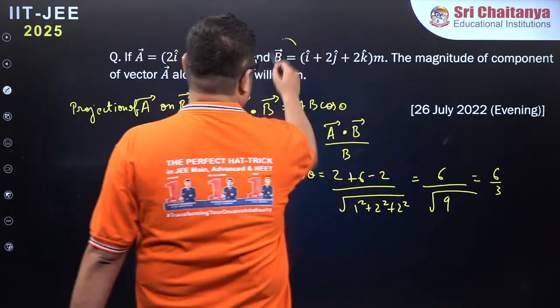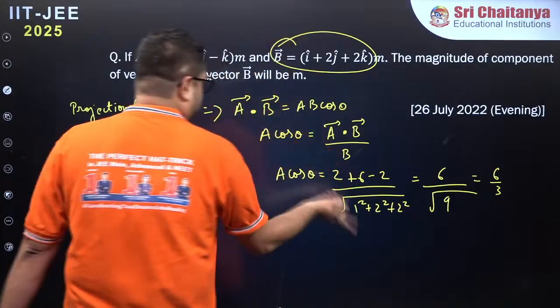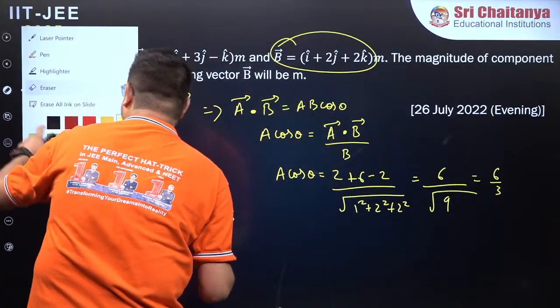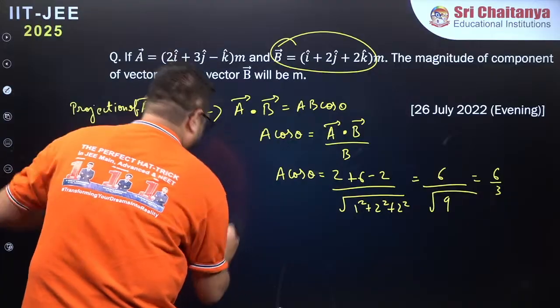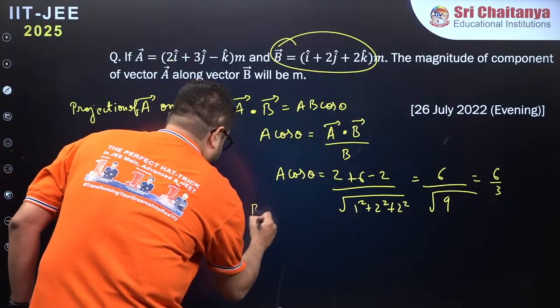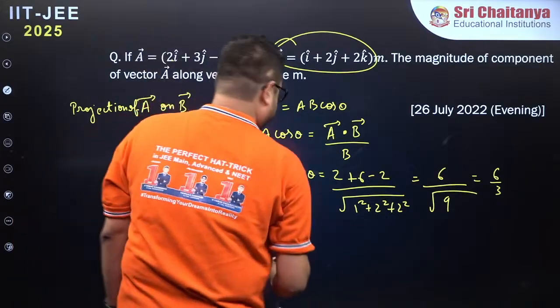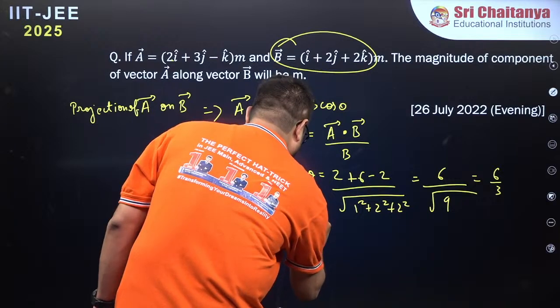The direction will be along this b vector, isn't it? So you need to multiply it with b cap over here, isn't it? So b cap is going to be what, everyone? You know that b cap is b vector by mod of b vector, isn't it? So what I will be getting, b vector is going to be equivalent to i cap plus 2j cap.